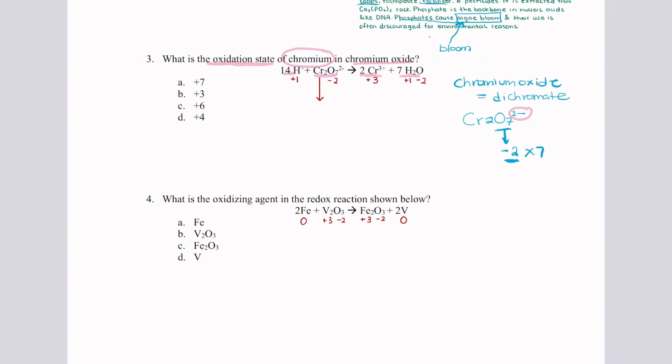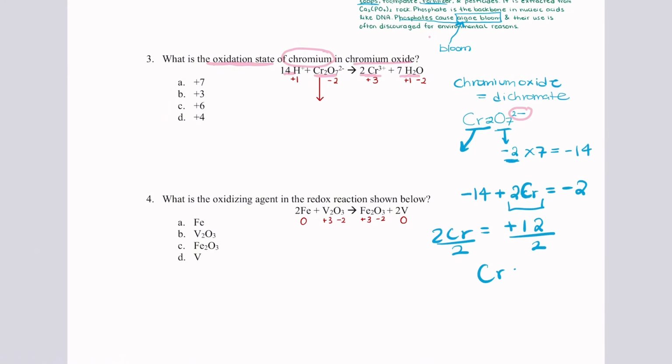Now there are 7 oxygens total in this dichromate ion. The 7 oxygens contribute a total of -14. The 2 chromiums together need to balance this so that the total of the oxidation numbers comes out to -2, which is the charge of the overall ion. That means the 2 chromium atoms have to contribute plus 12 in total. When we divide that evenly across the 2 chromium atoms, each chromium has an oxidation state of plus 6.